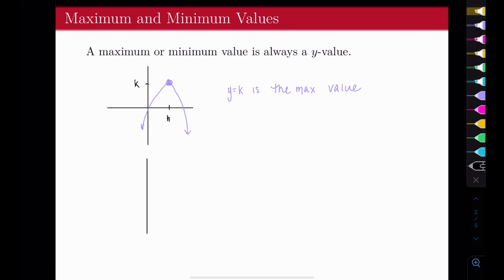In the case where our parabola opens upward, maybe our vertex is over here, (h, k). So our vertex is right down here, and then we have that parabola shape. In this instance, y equals k is our minimum value. Okay. So depending on the question, if you're asked to find the max or min value, you're really just finding the y coordinate of the vertex. But if you're asked to find where the max or min occurs, that's the x coordinate for it.